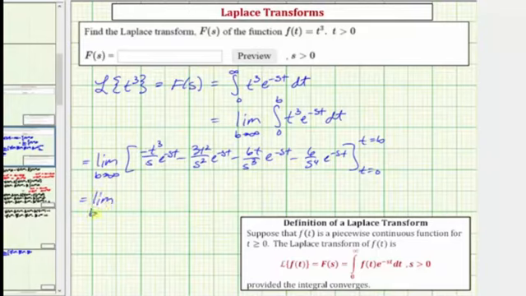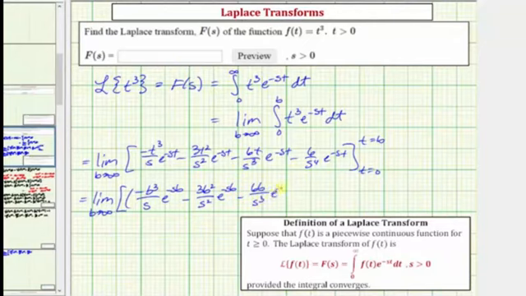So we'll have the limit as b approaches infinity of, again, we're substituting b for t, so we'll have negative b to the third divided by s times e raised to the power of negative sb minus 3b squared divided by s squared times e raised to the power of negative sb minus 6b divided by s to the third times e raised to the power of negative sb, and finally minus 6 divided by s to the fourth times e raised to the power of negative sb. And now we substitute 0 for t. Notice all of these terms contain a factor of t except this last term. So these first three terms would be 0 because we'd have 0 cubed here, 0 squared here, 0 here. So we're just left with minus 6 divided by s to the fourth times e raised to the power of, this would be negative s times 0, which would be e to the 0. And now let's determine this limit on the next slide.